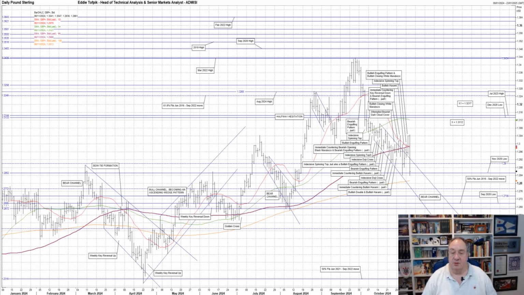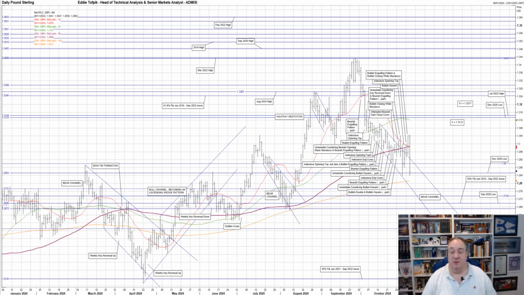In sterling against the US dollar, so far today we have an apparent possible massive immediate countering daily key reversal down today, as well as a possible daily bearish engulfing pattern today, if only just on this latter one. If we close tonight below 129.57, then today will be an immediate countering daily key reversal down.